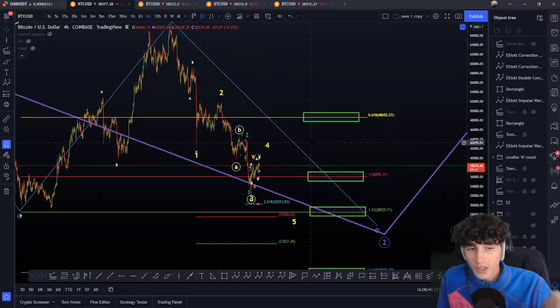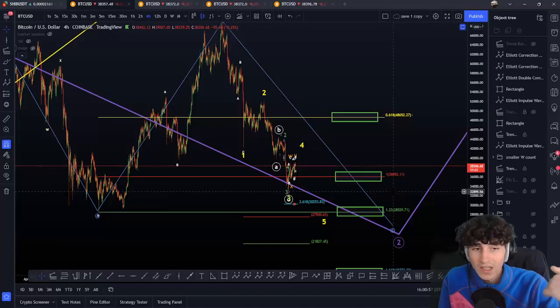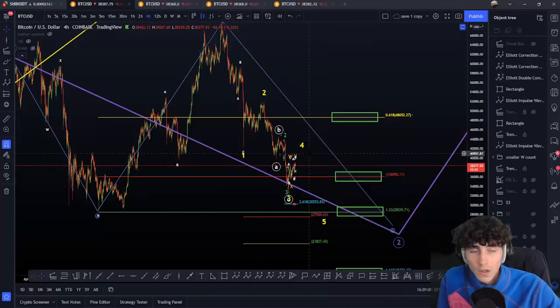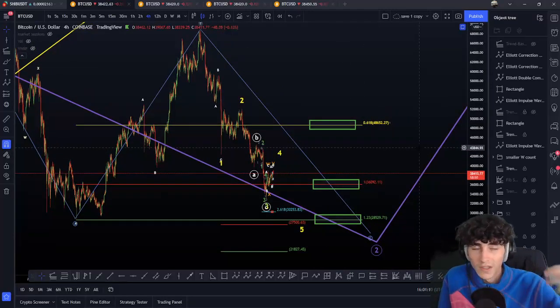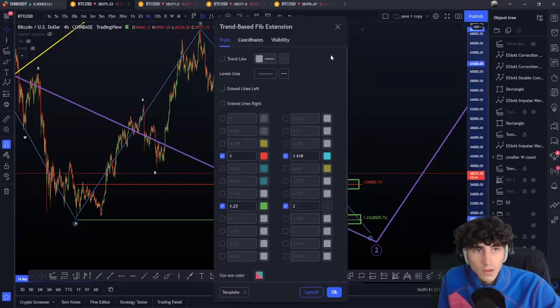For now, we cannot predict the targets of this, except with the C targets, that is 123 here, so around 28k. So that is the next target if we drop from here and break the previous low. If we're in this scenario, we have normally to go there. Now we can still turn around the 100%, not exactly touching this level, simply because we are on a big time frame, so most of the time it's not really well respected. By the way, I'm going to remove the 618 here, and no, the 100%, no.